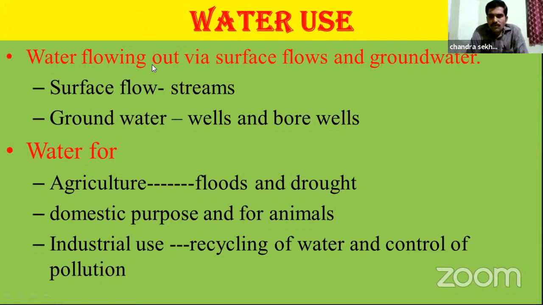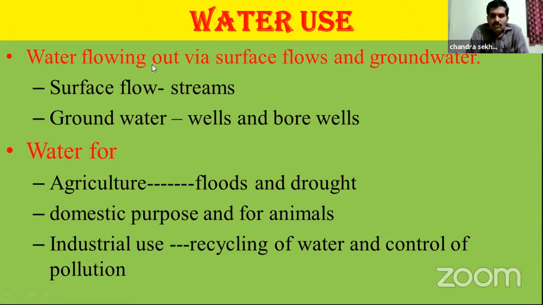Surface flow: when the rain comes, small streams form on the surface of the earth, and the streams flow through our village to another village, up to the sea or ocean. Like that we have surface flows. At that time, some of the water percolates into the ground.